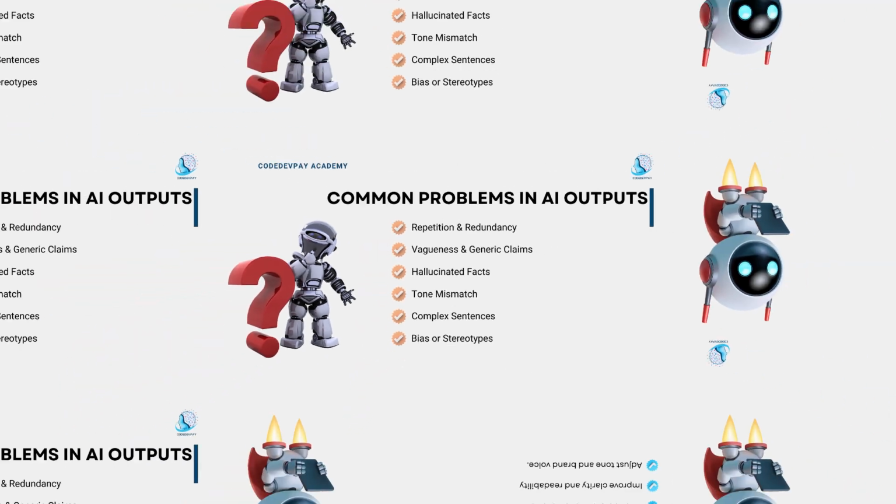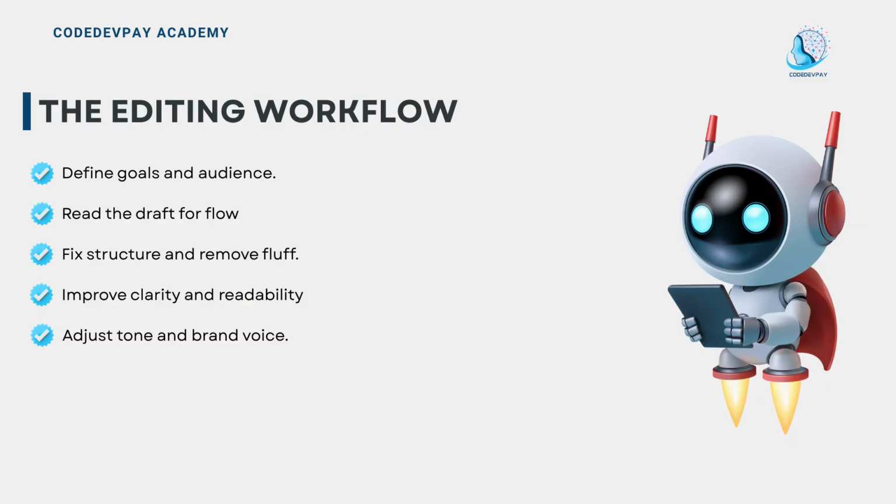Now, let's look at the editing workflow, how to edit AI content. So the first one is to define the goals and audience. Second one is read the draft for flow. Fix structure and remove fluff.